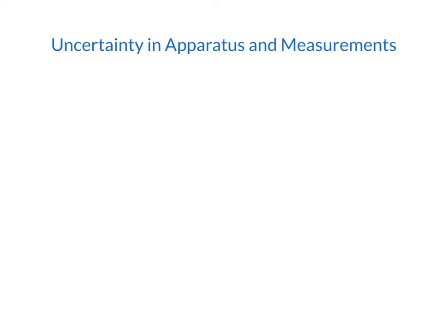In this video, we're going to take a quick look at uncertainty in apparatus and measurements. This is just a small area of the topic, but it can be asked in your exam. It's usually just a 1 mark question, but it's important that you know how to do that because it's very easy marks if you know what you're doing.